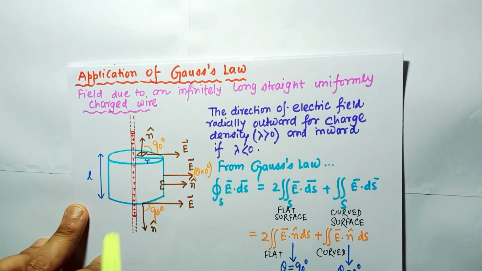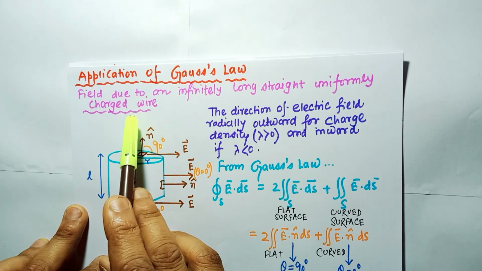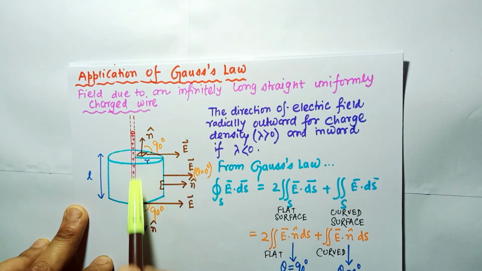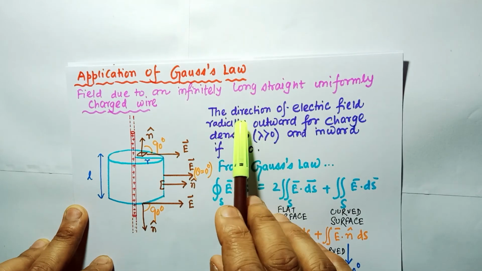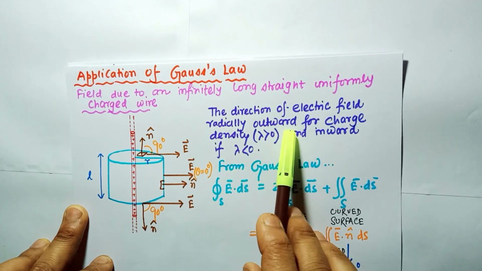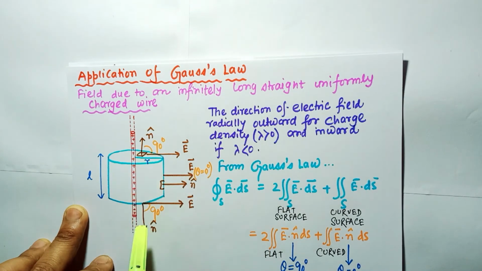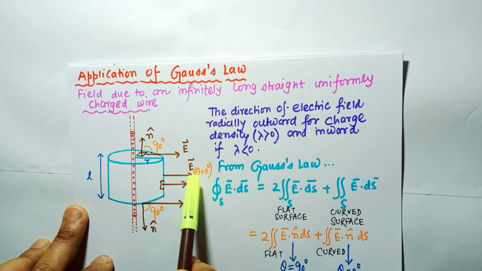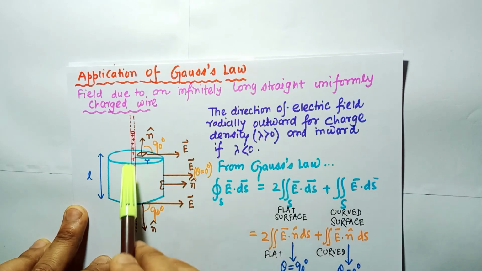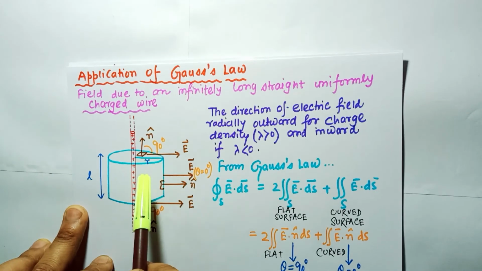Suppose, from the figure, this is the uniformly charged long wire. It extends to infinity in the downward direction. The electric field is radially outward for charge density lambda greater than 0. If the wire carries positive charge, the electric field will be directed in this direction, as you can see from the figure. And if the charge is negative, it will be directed inward.